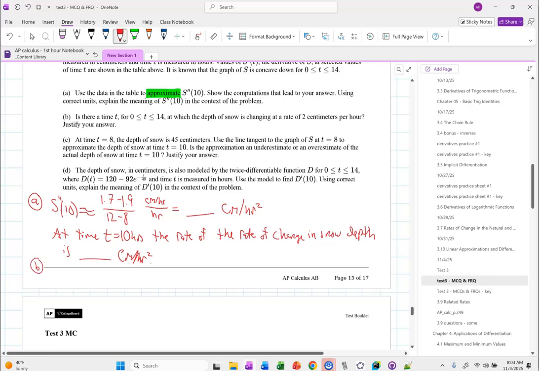Part B says, is there a time t from 0 less than or equal to t less than or equal to 14 at which the depth of the snow is changing at a rate of 2 centimeters per hour? Justify your answer.